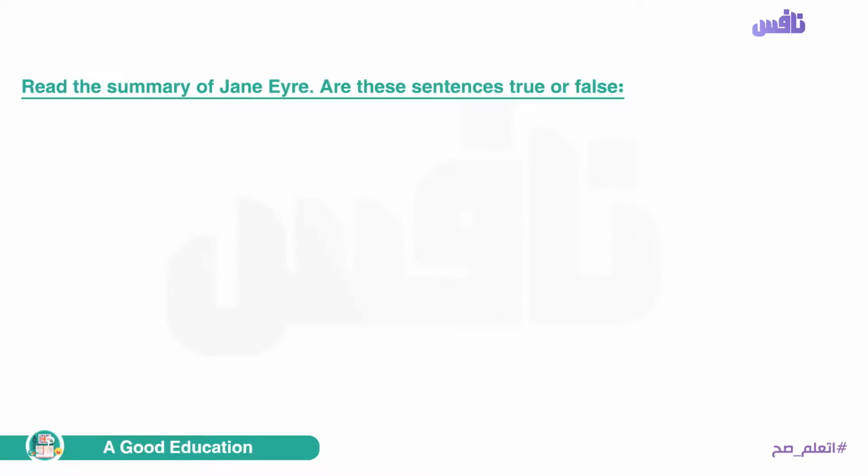Now, dear students, let's shift to the exercise. We are requested to read the summary of Jane Eyre. Are these sentences true or false? Number 1. Charlotte Bronte was born in the 18th century.